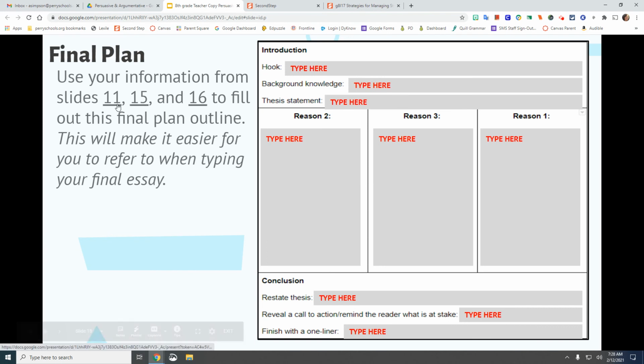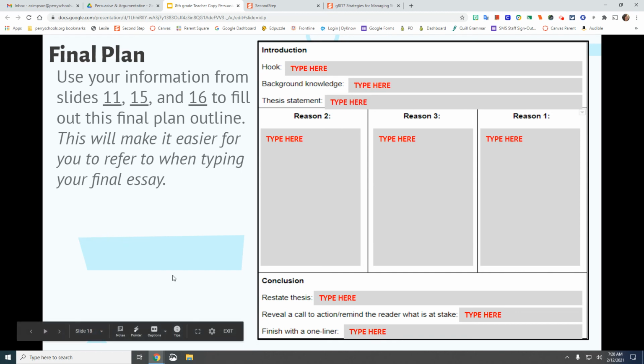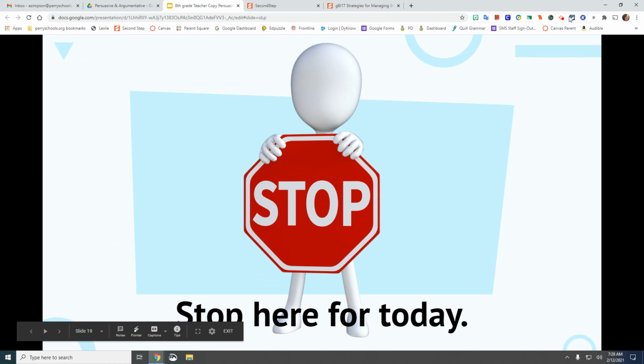Okay, so now you're just going back to slides 11, 15, and 16, typing all the information in here. This is pretty much a whole kind of layout for your paper. And then you stop for today.